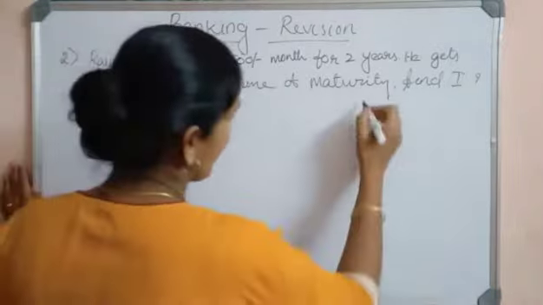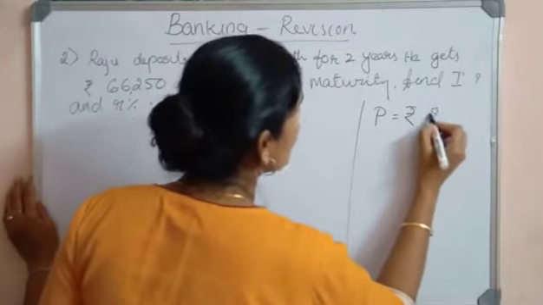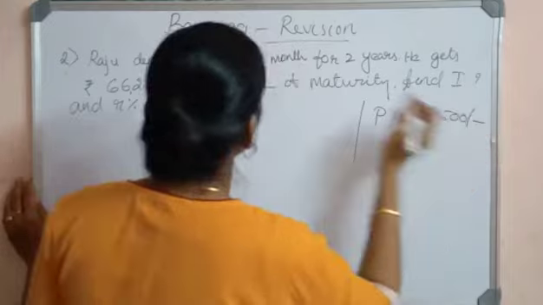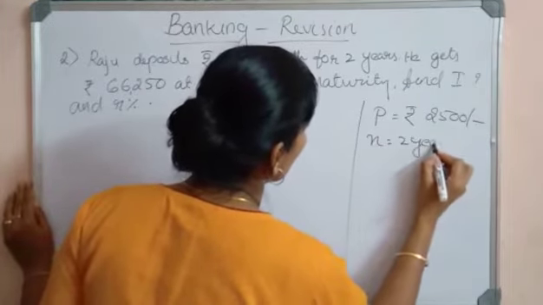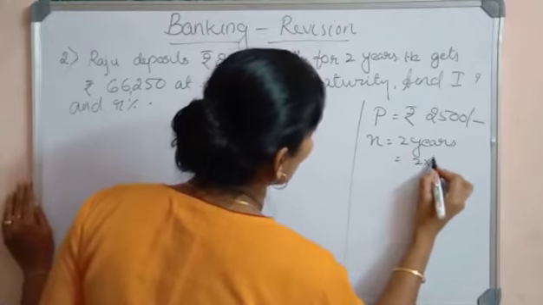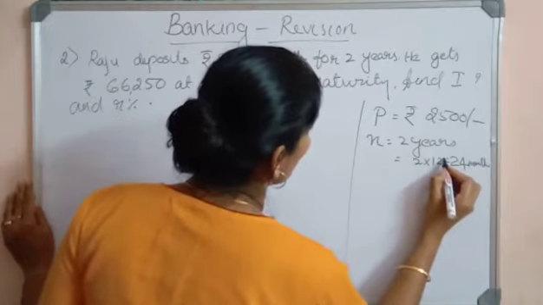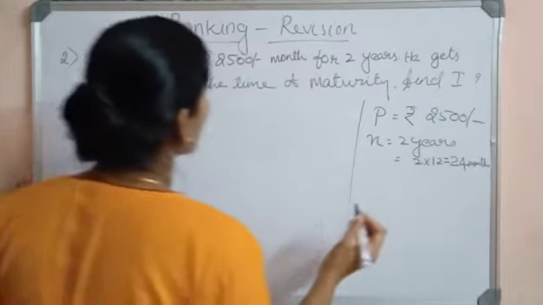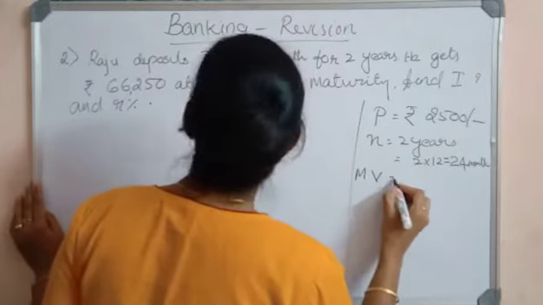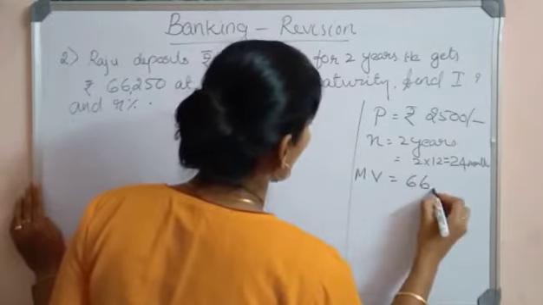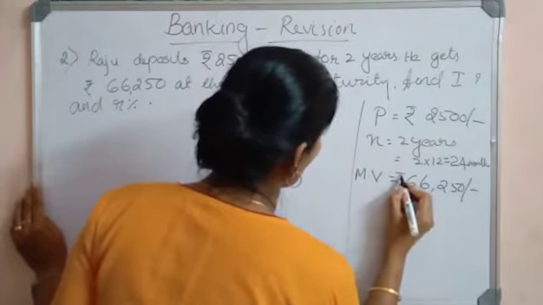Let's write off all the data first. The principal P is equal to rupees 2,500 and the time is N is 2 years. That's equal to 2 into 12, 24 months. 24 months and the maturity value. By the time of maturity he gets rupees 66,250 rupees.